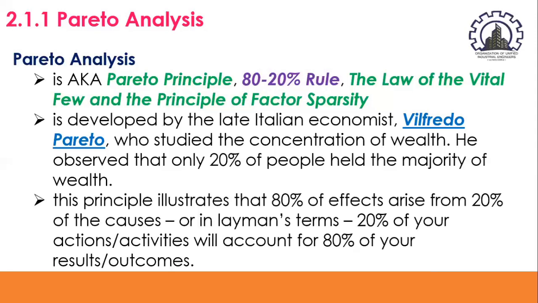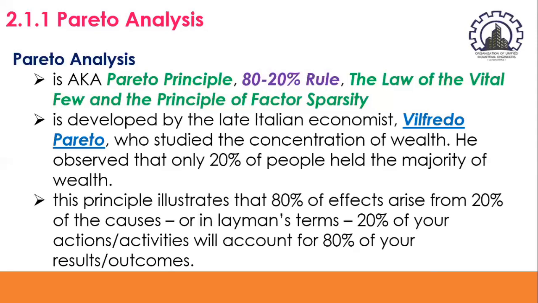Now, in Pareto analysis, items of interest are identified and then measured on a common scale, and then are ordered in descending order as a cumulative distribution. And second, it was developed by the late Italian economist by the name of Vilfredo Pareto, who studied the concentration of wealth. Based on his study, he observed that only 20% of people held the majority of wealth.